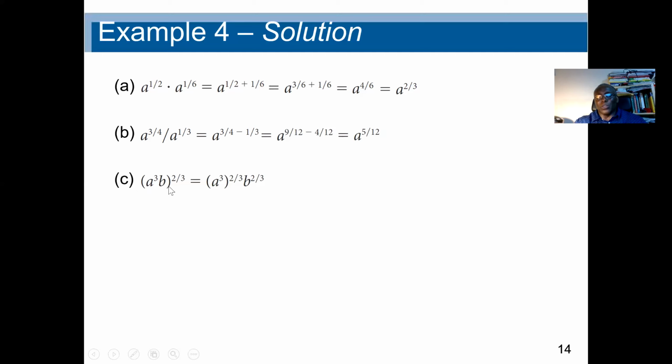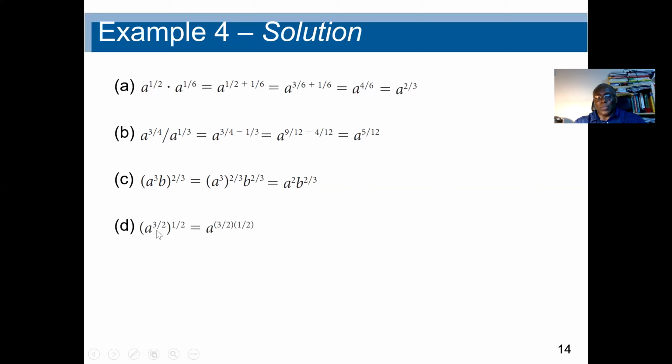The next example is rules of exponent again. Since we have a to the power 3, b in a parenthesis raised to an exponent of power 2/3, we are going to multiply 2/3 with the other exponents, everything in the parenthesis. So we get a cubed multiplied by 2/3, times b to the power 1 times 2/3. So we get this. Now 3 will cancel 3. So we get a squared b to the 2/3.